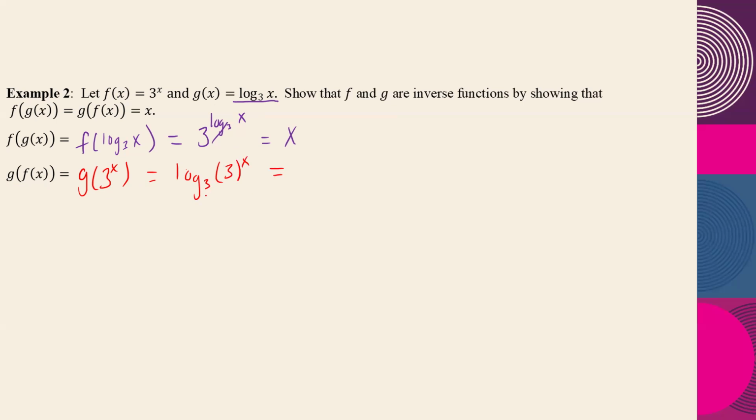And again, the base of the log and the base of the exponential are the same in the argument, so they cancel out, and we're left with x. And this is how you prove that f of x and g of x are inverses algebraically. If they both do not come out to equal x, then they are not inverses.